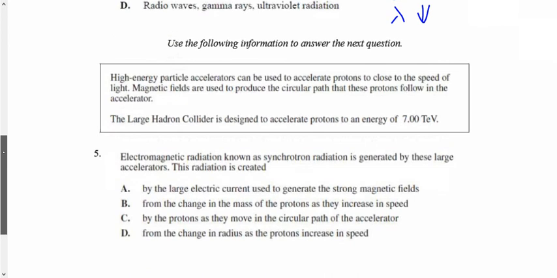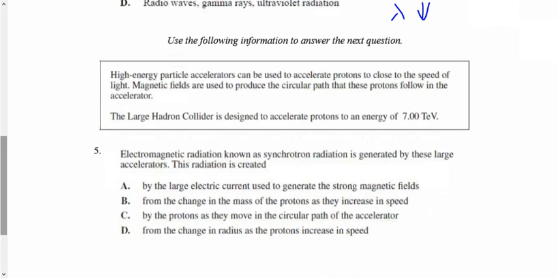And number 5, back to a general one, although kind of a tough general one. Those 3 key words definitely help us in this question, but they don't lead us entirely to the answer. We've got to go a step beyond those 3 key words here. It says high energy accelerators can be used to accelerate protons to really, really fast speeds. Then we have magnetic fields produce circular paths that these protons follow.